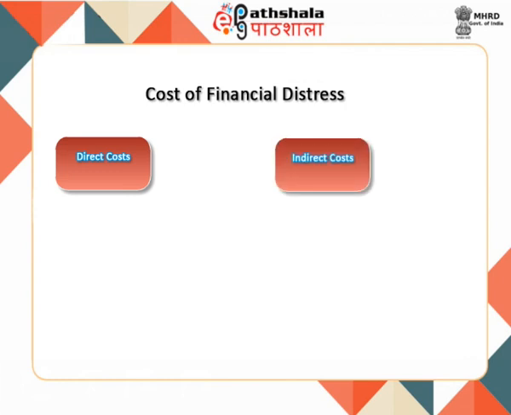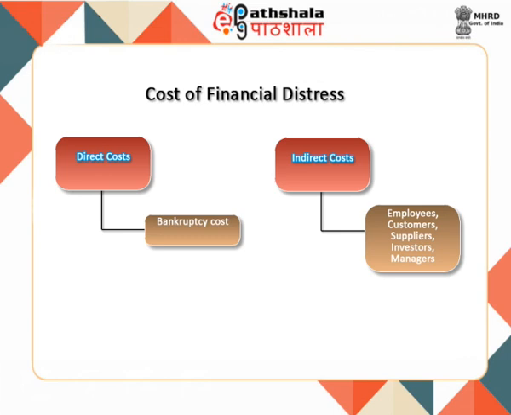Direct costs of the financial distress include bankruptcy costs, which includes legal and administrative costs, along with the sale of the assets at distressed prices to meet creditors' claims. Indirect costs relate to the other actions of the employees, managers, customers, suppliers, and shareholders. Financial distress may ultimately force a company to insolvency.